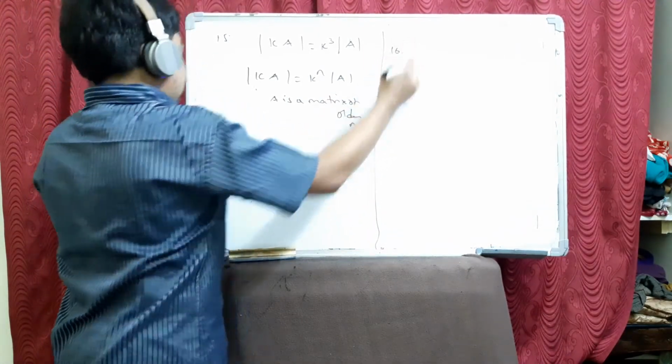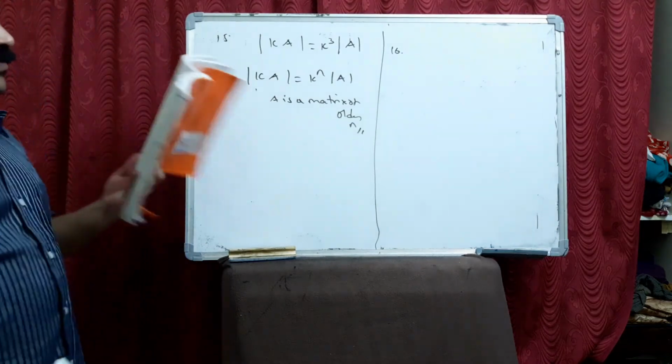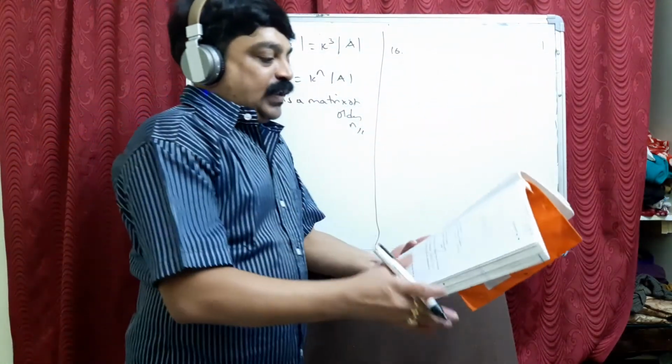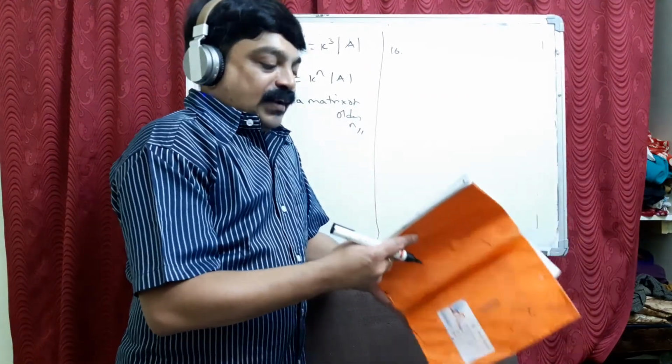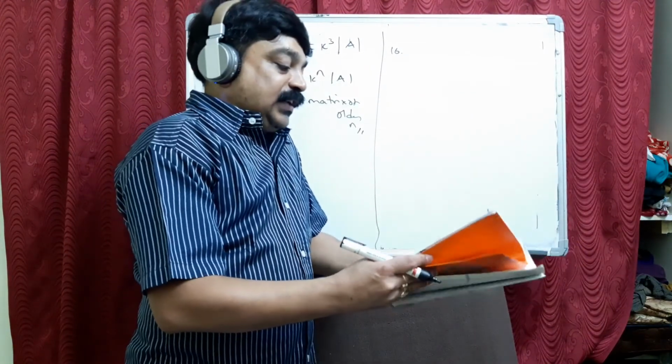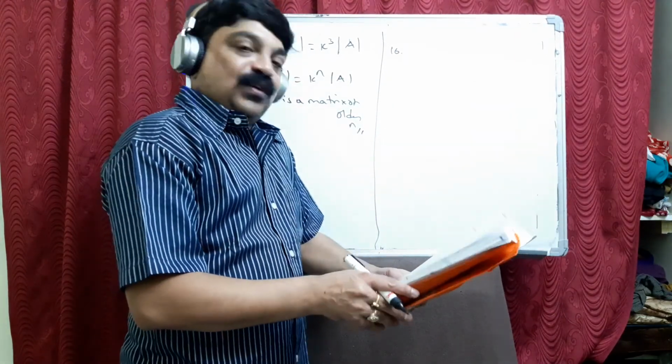Now 16th question. Which of the following is correct? Determinant is a square matrix? No, determinant is a value. It is a number associated to a square matrix. Why square matrix? Because we do determinant only for a square matrix. Okay? Right.